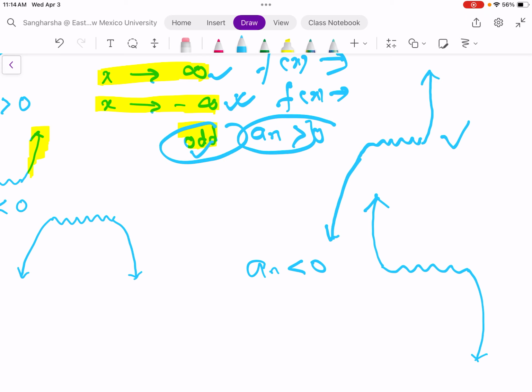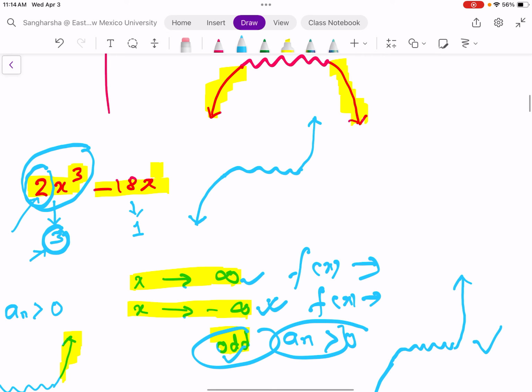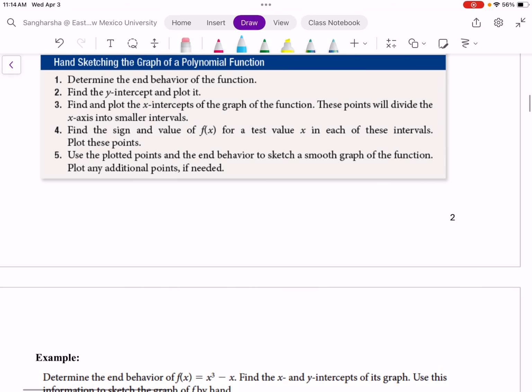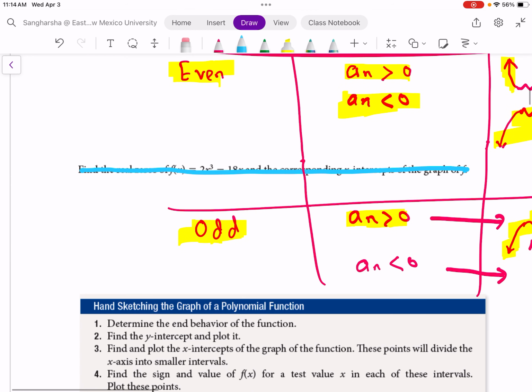So the end behavior for this function is, this is what we get on the left side and this is what we get on the right side. Okay, so this is the graph that we're going to get for this function. This is what we did in our SRS class. Do you have any question up to here? Okay, now let's go ahead and do this example here.